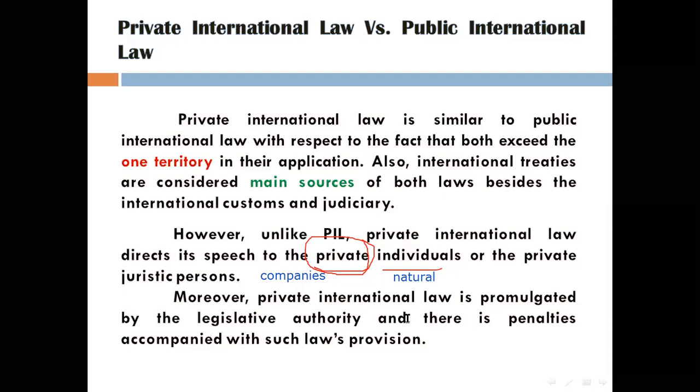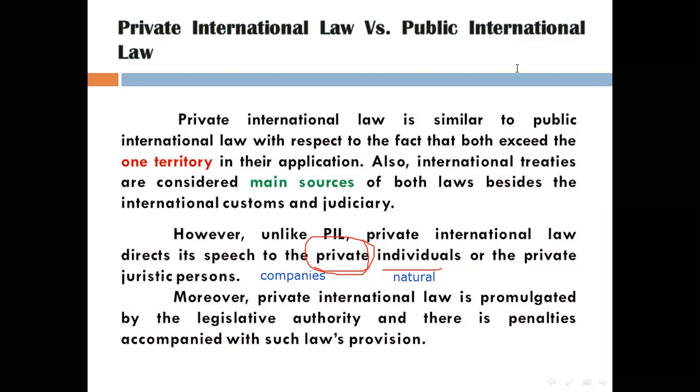However, private international law is made by a legislative authority, which makes this branch of international law, and there are penalties accompanied with such laws' provisions. Okay, so this is another difference between private international law and public international law.